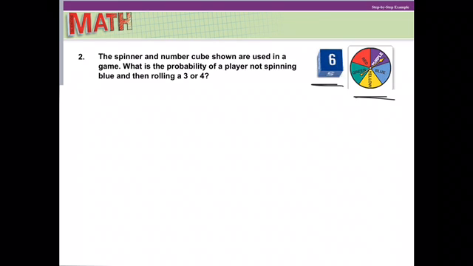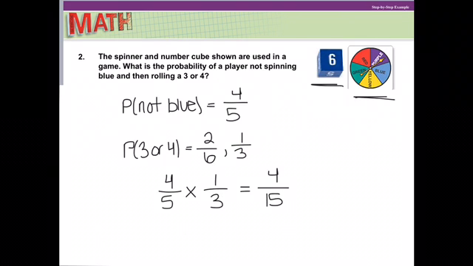So I first found the probability of each of the events. The probability of not spinning blue is 4 out of 5, because 4 is the number of ways that you won't be spinning blue, and 5 is the total possible outcomes because there are 5 different colors.